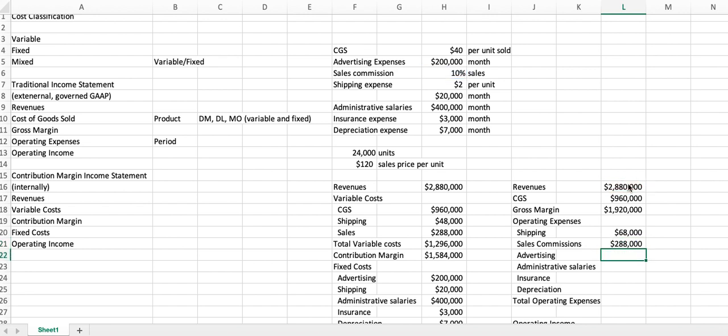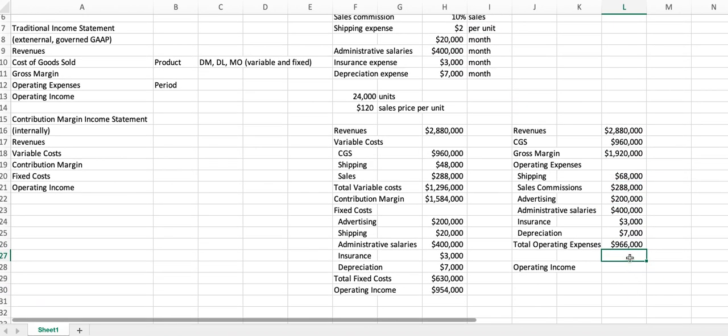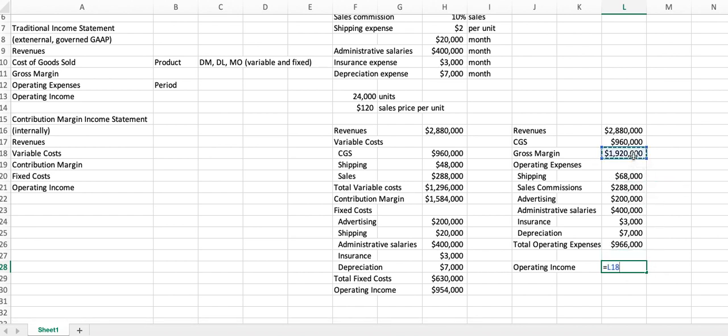And what I want you to see though, is that these are down low now. They're not up high where we're seeing them as a contribution margin component. Our advertising is 200,000. Our administrative is 400,000. Our insurance is 3, and our depreciation is 7, which gives me a total operating expenses. And then I have my operating income, which is my gross margin minus my total operating expenses. And if I did this right, these will match, and they do.